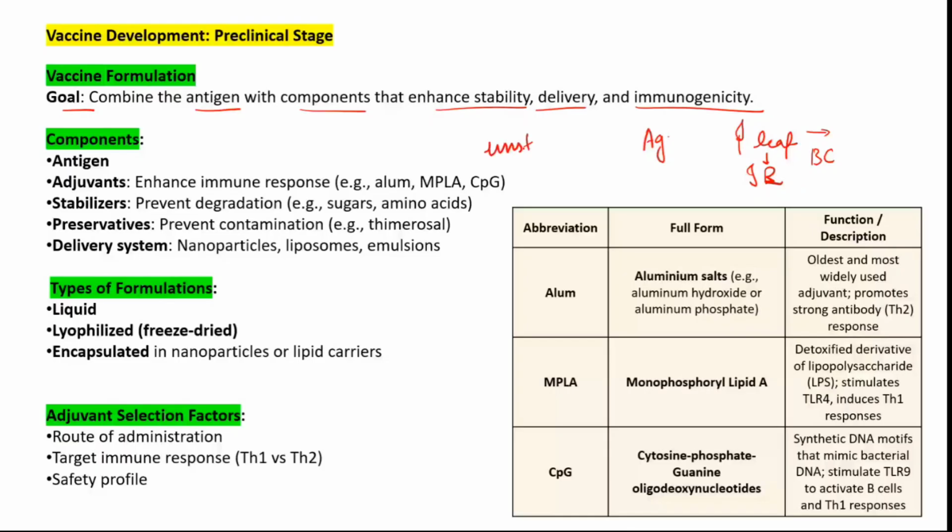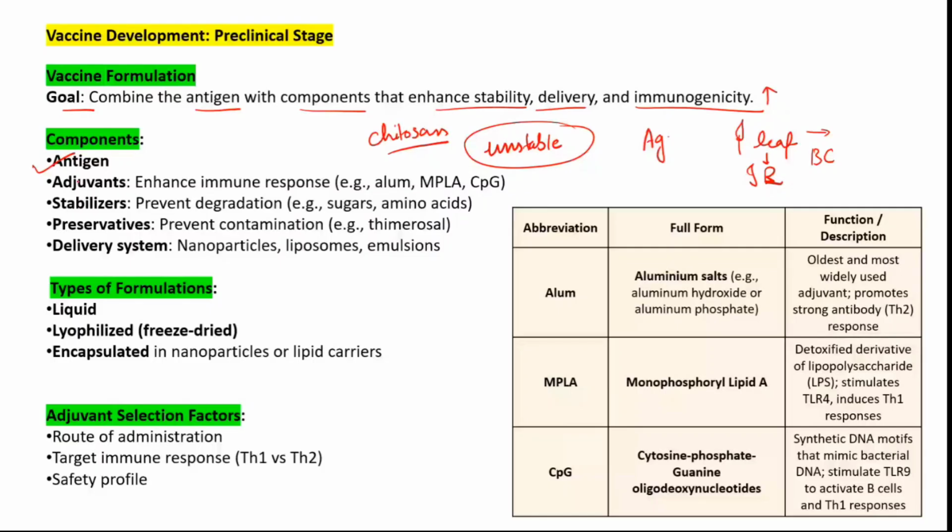We have to stabilize them first, so you have to provide a coating so that it will ease the delivery. For delivery, most of the time chitosan is used. Also, if you are coating it with anything, it should not decrease the immunogenicity of that antigen. It should always increase the immunogenicity of that particular antigen. So these are the things. Now the components: antigen will be your component. Adjuvants, as I told you, will enhance the immune response.